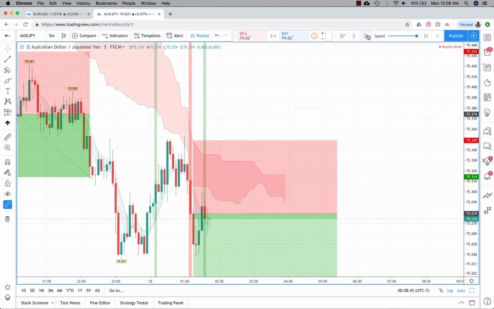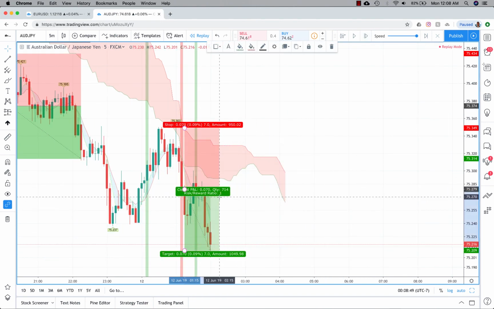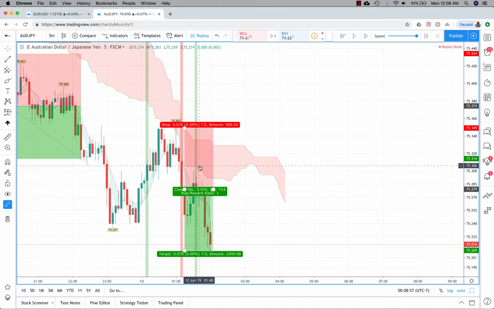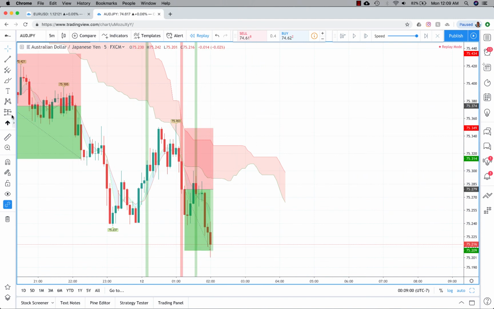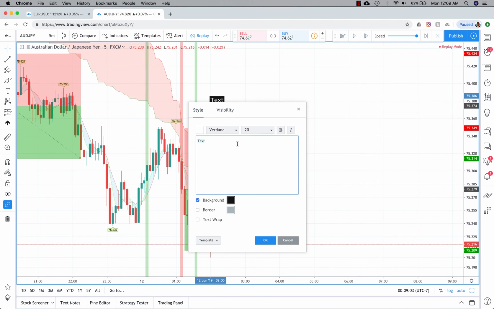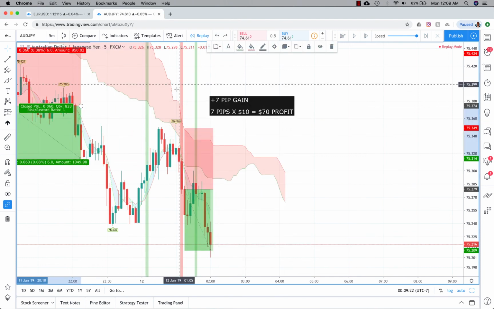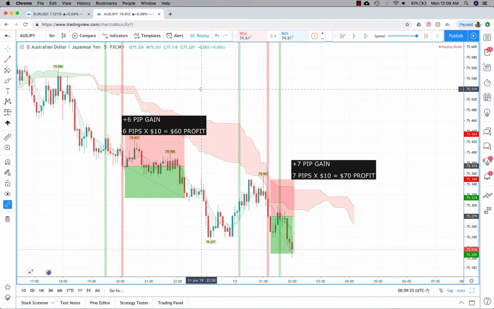All right, came down, came back up, retraced. Oh, there we go, profit target hit. That was pretty quick. So we hit our profit target in about 50 minutes. So in 50 minutes, you made 70 bucks. Not bad. So yeah, we could put that in there. Plus 7 pip gain. So 7 pips times 10 bucks if you're trading a standard lot would equal 70 bucks profit. Not bad, guys.